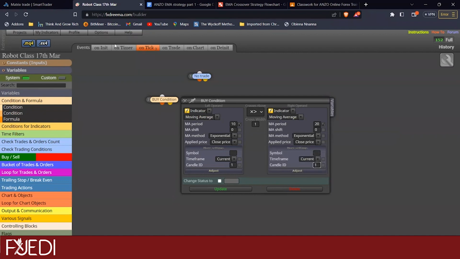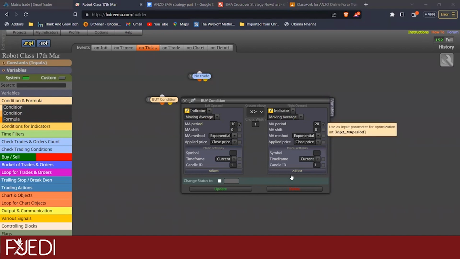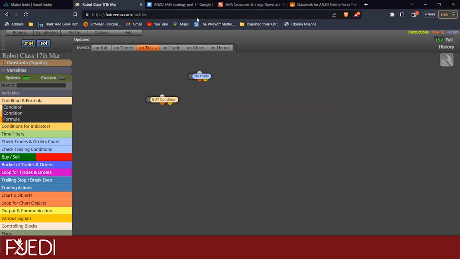So basically, what we just did is we compared the 10-period exponential moving average, factoring the close price of the just concluded candle, has it crossed above the 20-period exponential moving average of the just concluded candle? So it's comparing the 10-period moving average to the 20-period moving average. Once we're done, we click on update. So what we've just done now is we have set up the buy condition. So let's do that for the sell condition.